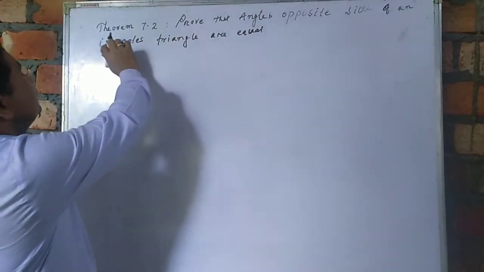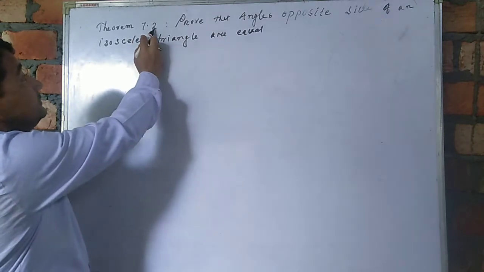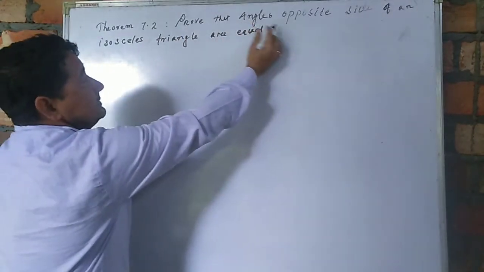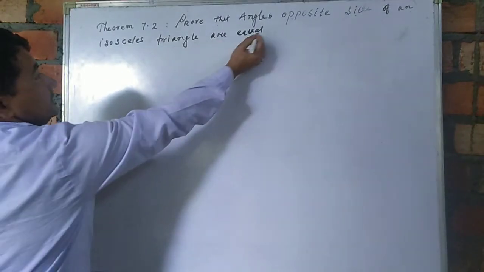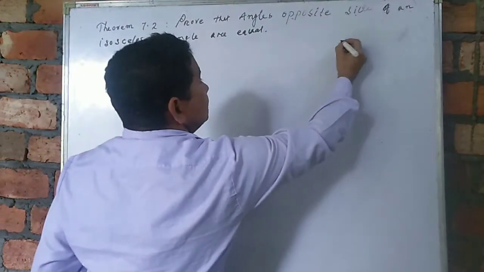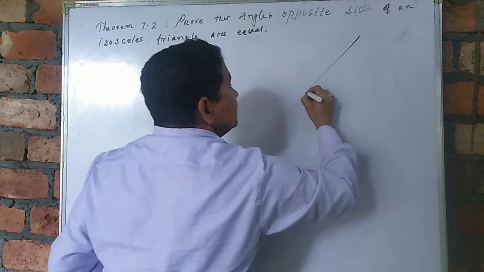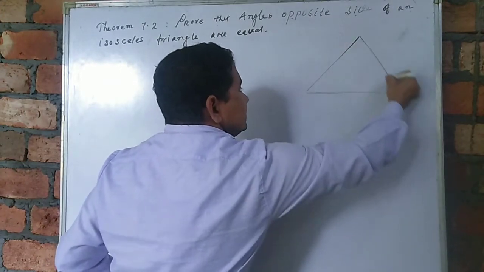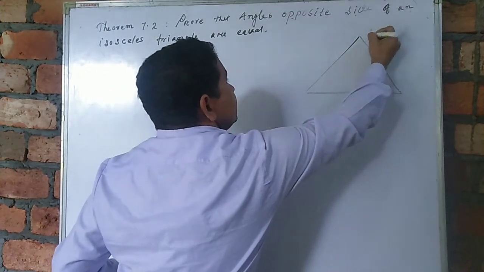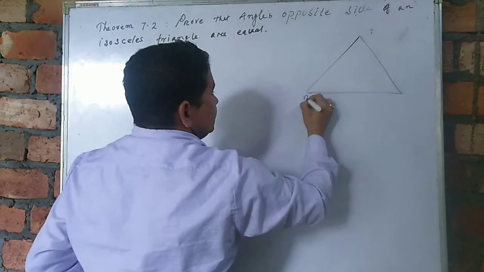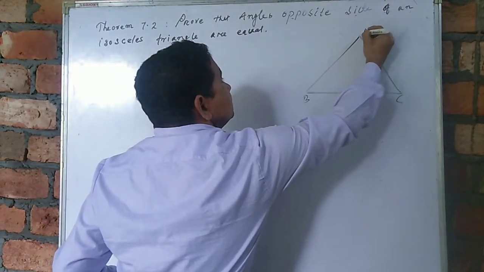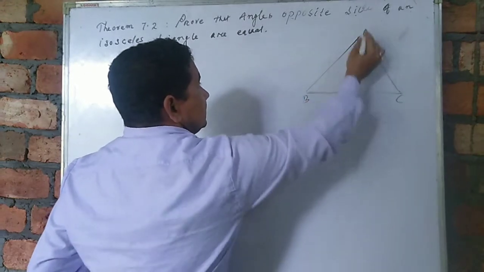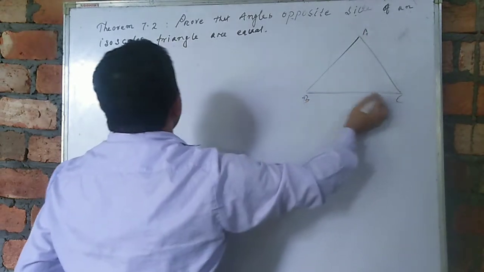Today I start theorem 7.2. Prove that angles opposite the sides of an isosceles triangle are equal. Let ABC be an isosceles triangle.